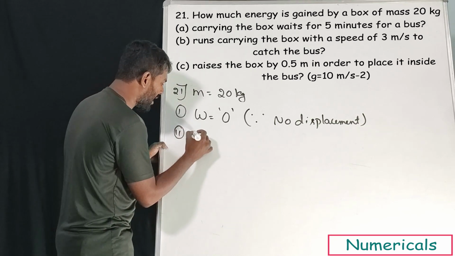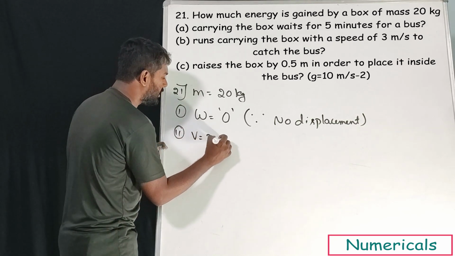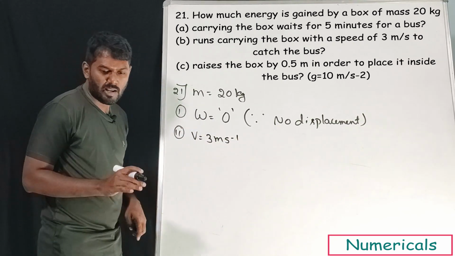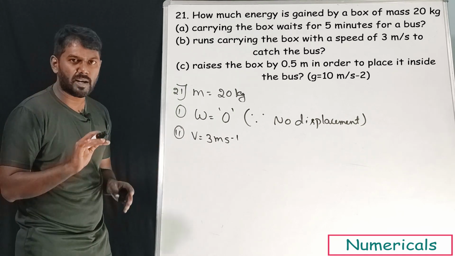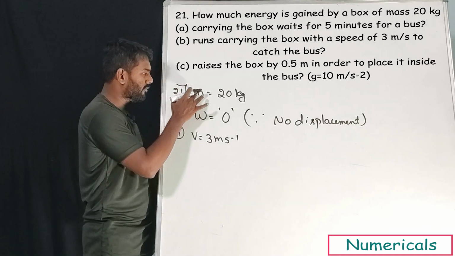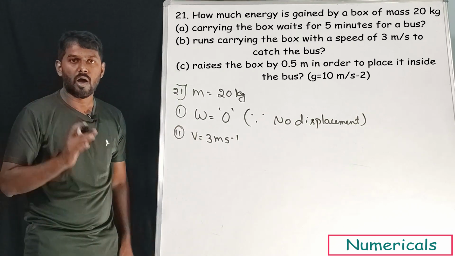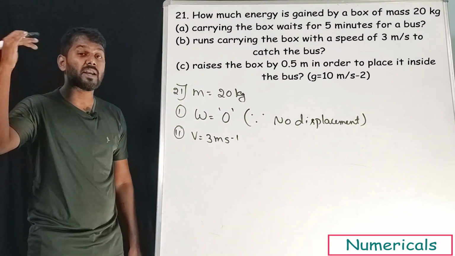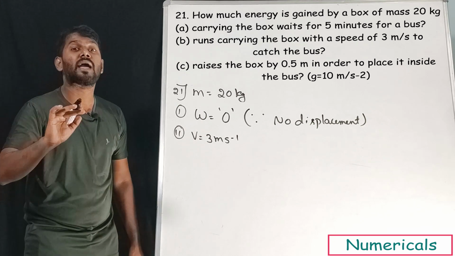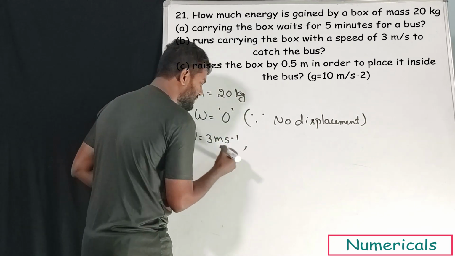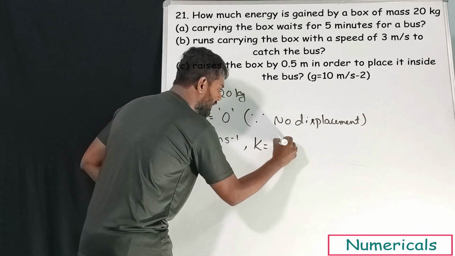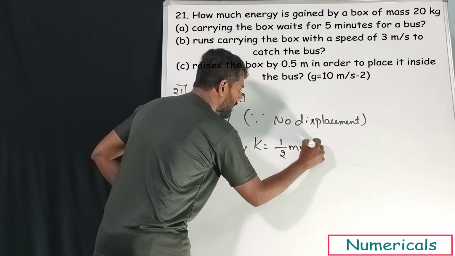Okay, here they have given velocity, that is 3 meters per second. Now we have to calculate some energy, correct? Which energy is that? We have mass, and for the second sub question we have velocity also. With the mass and velocity, what kind of energy can we calculate? Kinetic energy. So for the second sub question we have to calculate kinetic energy, formula half mv square.